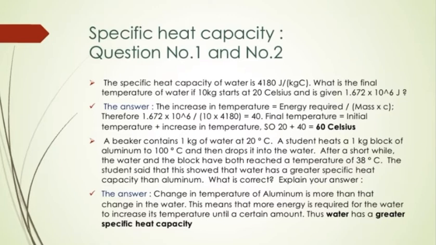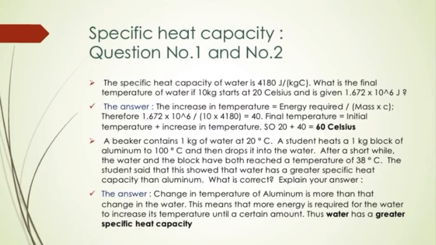So guys, the increase in temperature is equivalent to energy required divided by mass times C, or in other words, specific heat capacity. Therefore, 1.672 times 10 to the power of 6 divided by, brackets open, 10 multiplied by 4,180, bracket close, equivalent to 40. After using our calculator, we are going to get 40.